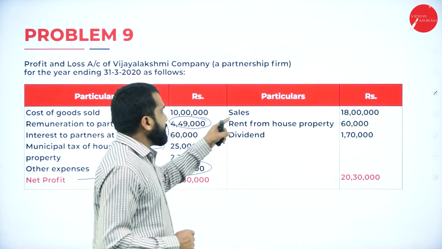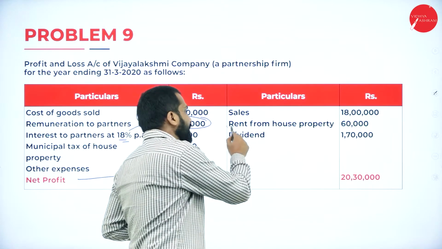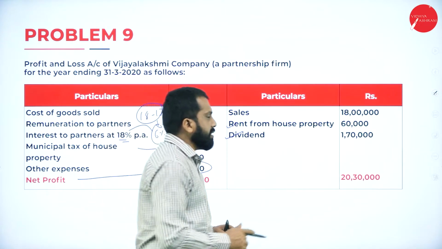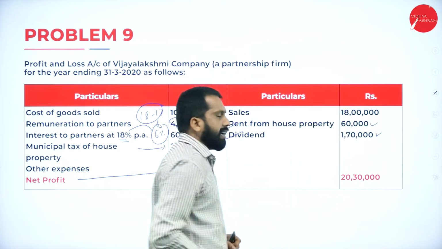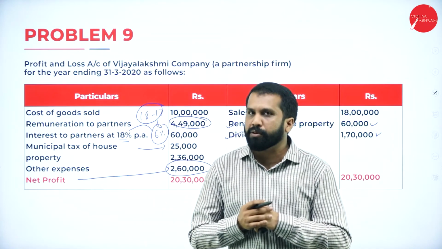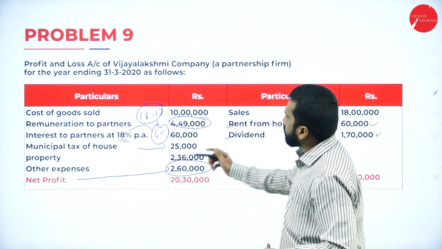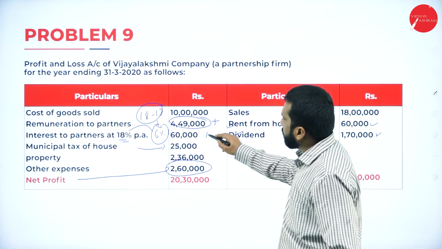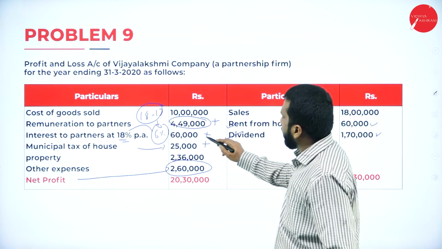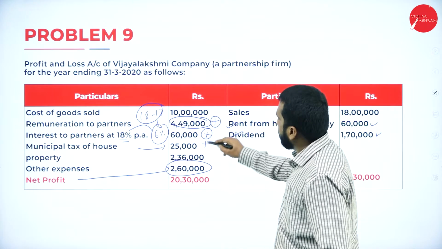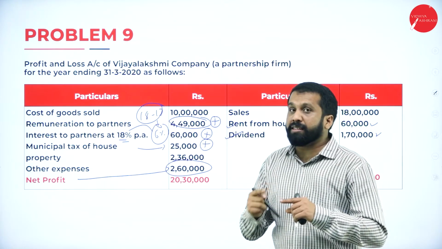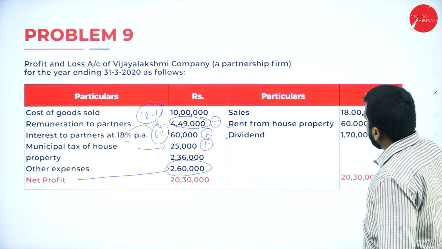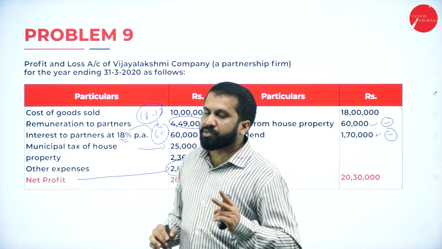Now, sales is part of the business. Rent and dividend are not part of the business. So you are supposed to consider 60,000 and 1,70,000. Hope you are clear. Yes. Now, you have to add remuneration, interest on partners' capital, municipal tax. These 3 things are added. Now, what are the things to be minus in this? Rent and dividend. These 2 we are supposed to subtract.